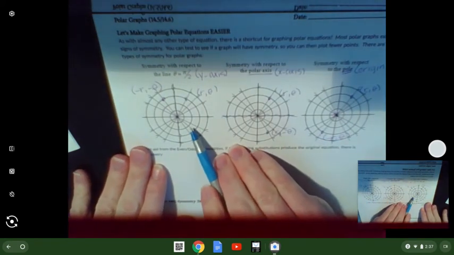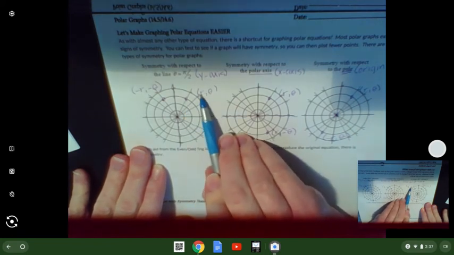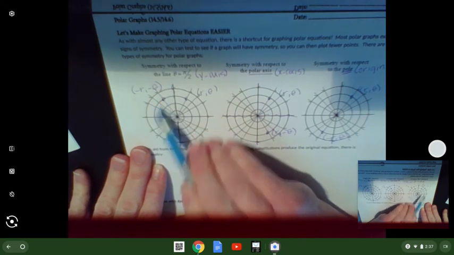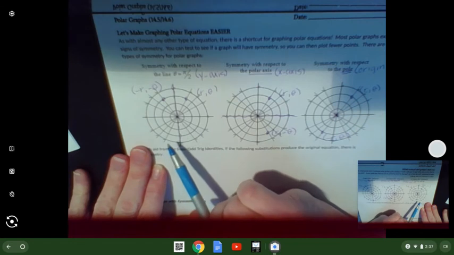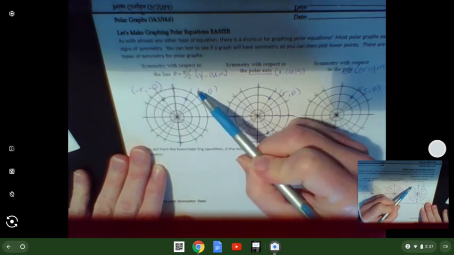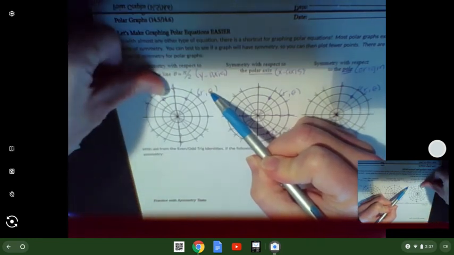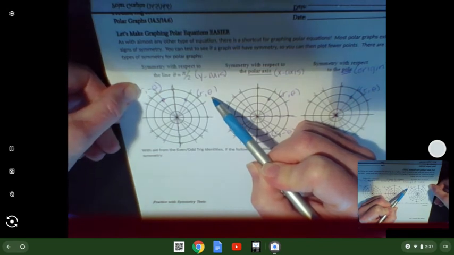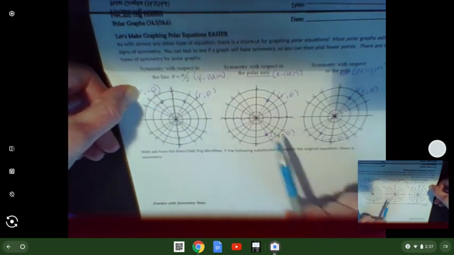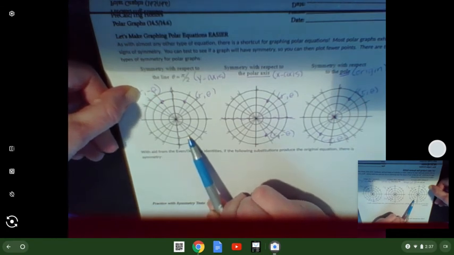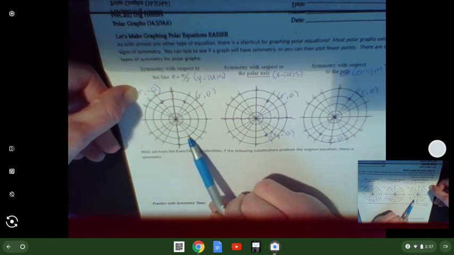Last but not least, with symmetry with respect to the line theta equals pi over 2, if I have r theta, we said this point is negative r negative theta. Now, that's kind of a lot to think about. So if this is r theta, then let's go one at a time. If I had positive r negative theta, that would put me in the same place as this guy, which is right here. I've gone backwards, let's say 60 degrees or whatever the angle happens to be.